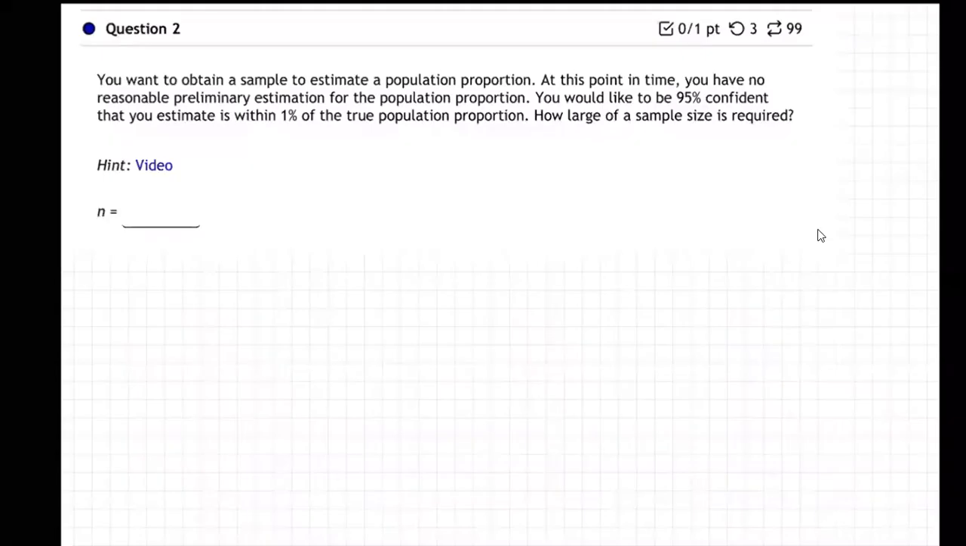So it says you want to obtain a sample to estimate a population proportion. At this point in time, you have no reasonable preliminary estimation for the population proportion. You would like to be 95% confident your estimate was within 1% of the true value. How large of a sample is required? So it's exactly like the last one.